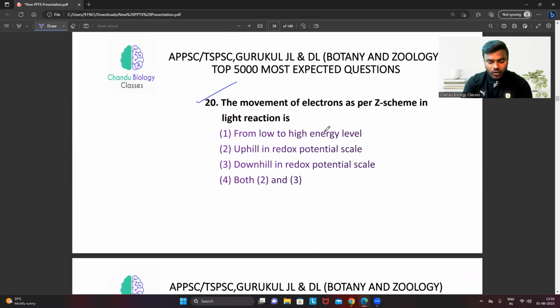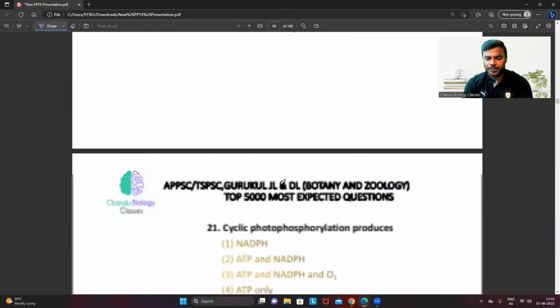The movement of electrons as per the Z scheme in the light reaction. I told you, friends, this is the most important one every student has to remember. They're asking about the Z scheme. Z scheme means, you tell me, how many photosystems are involved? Photosystem 1 is involved, photosystem 2 is also involved. So they can show both uphill and downhill transport, according to the redox potential. Hence, the correct answer is 2 and 3. It's a very important question.